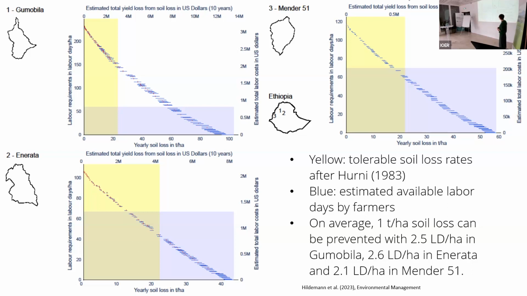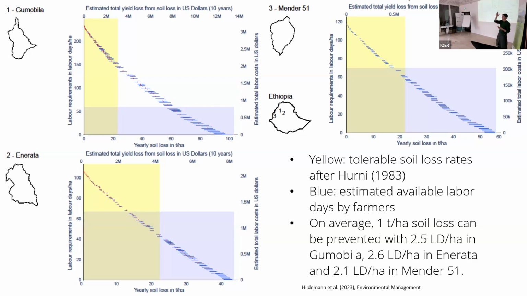Another thing that's interesting to see is this uncertainty. You see here blue and red ranges. What we can see is that the uncertainty in the soil loss is higher than the uncertainty in the required labor. It's because the input data for soil loss has higher uncertainties. And then it's on average.